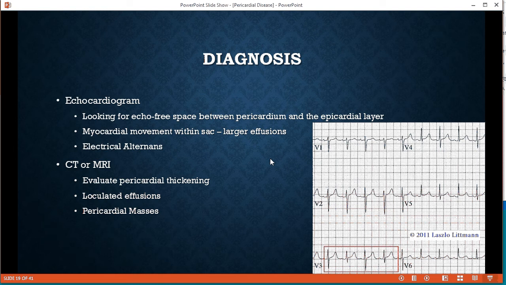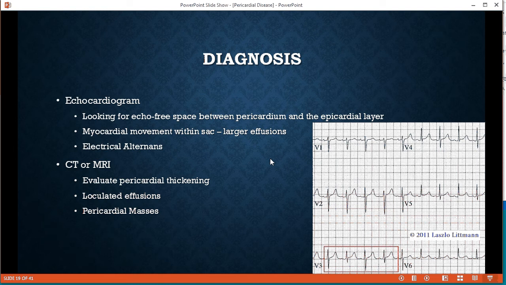Under normal circumstances, you're not going to see a significant amount of space, or hardly any space, because there's such a small amount of fluid in the pericardial cavity between the visceral and parietal pericardium. So when you see that echo-free space on the echocardiogram, you have to be concerned that a pericardial effusion is present.